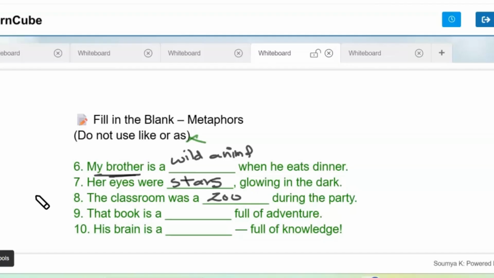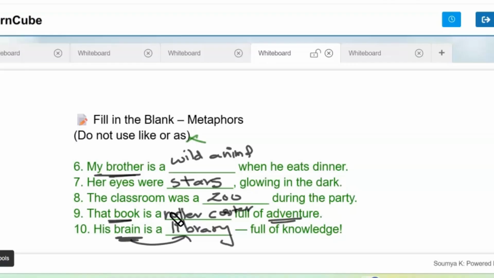That book is a blank full of adventure. So adventure is there. So the book can be compared to some similar word. Let's write a roller coaster. Okay, so a roller coaster is adventurous, as the book is. His brain is a blank full of knowledge. So it has so much knowledge. Maybe it can be a library, or maybe you can compare it to a computer, anything. So let it be library. His brain is a library full of knowledge. So the brain itself is compared to a library without any keywords like "or" or "as".